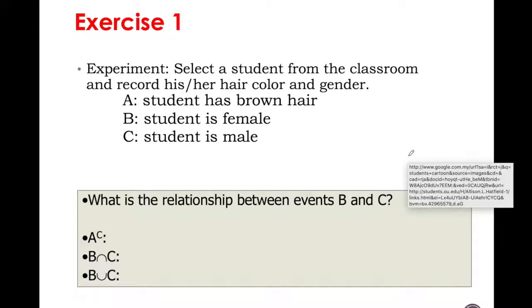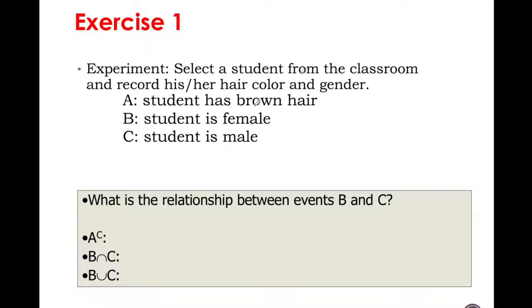Okay, experiment one. I select a student from the classroom and record his or her hair color and gender. A: student has brown hair, B: student is female, and C: student is male. What is the relationship between events B and C? Do they have anything in common? No, right? Of course, male cannot be female. But male is male and female is female. All right. So, it means that they are mutually exclusive.